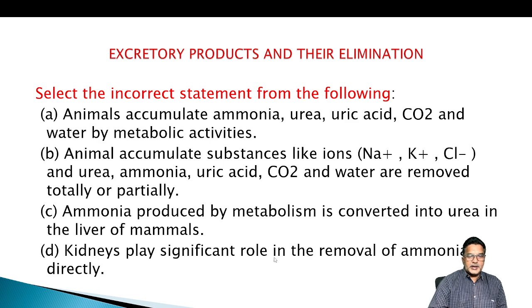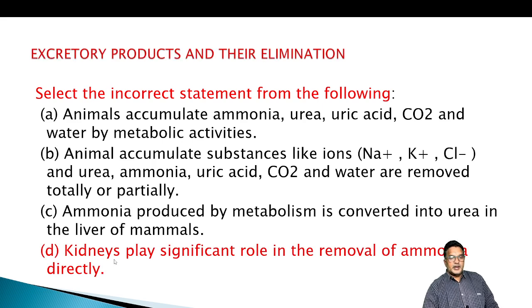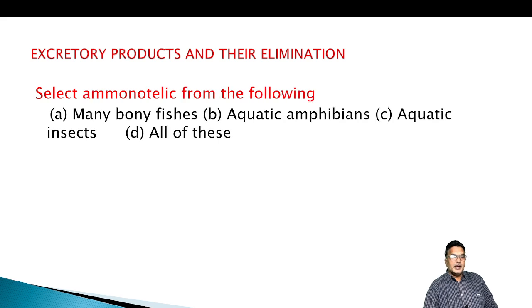Kidney play a significant role in the removal of ammonia directly. No, whatever the ammonia formed in the body needs to be converted into urea in the liver, then we get back to the kidney. From the liver, urea will be transported to the kidney, then kidney eliminates urea. Kidney cannot eliminate ammonia directly. In case of mammals, we are talking about human being.